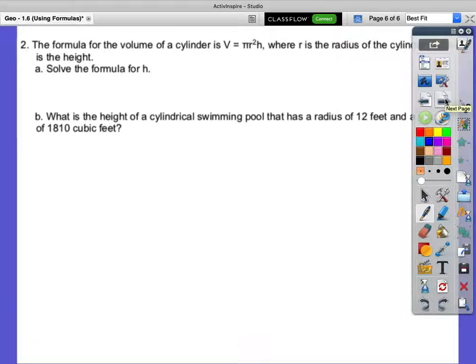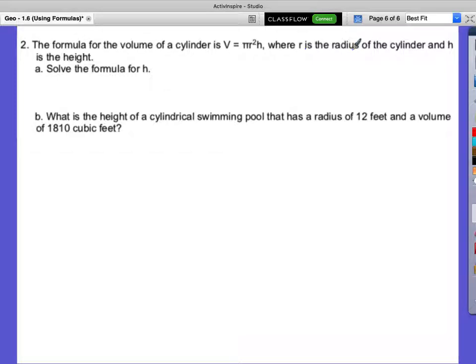Okay, the formula for the volume of a cylinder is V, which stands for volume, is equal to pi r squared h, where r is the radius of the cylinder and h is the height. Pi isn't a variable, pi is a constant number, 3.1415, and so on, okay? So r and h and v are variables. V is volume, r is radius of the cylinder, and h is the height. Now we don't know this yet. This is just introducing us to this idea of this formula early on, okay? Solve the formula for h. So we need to solve V is equal to pi r squared h for h. I want you guys to work on solving this for h.